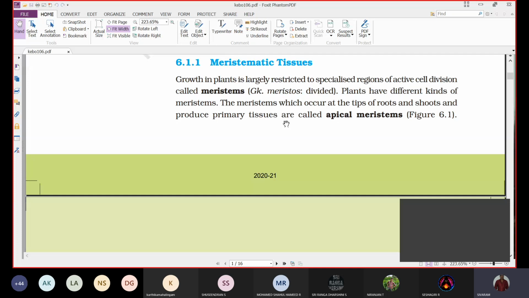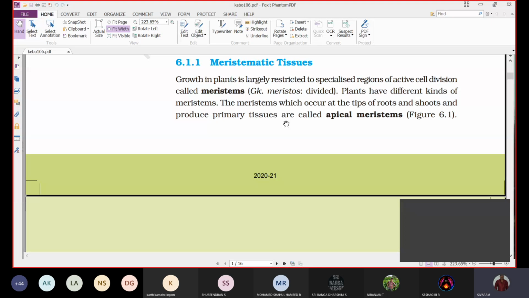Generally, where are these meristems present? These meristems are usually present at the tip of the root and shoot. Based upon the position of these meristems, the meristems are of different types. Plants have different kinds of meristems, and the meristems which occur at the tip of the roots and shoots and produce primary tissues are called apical meristems.